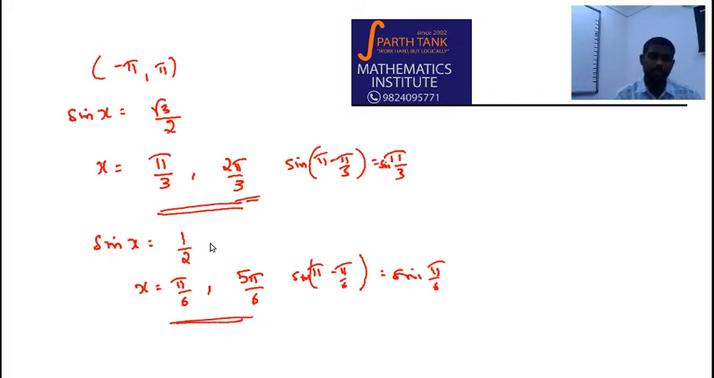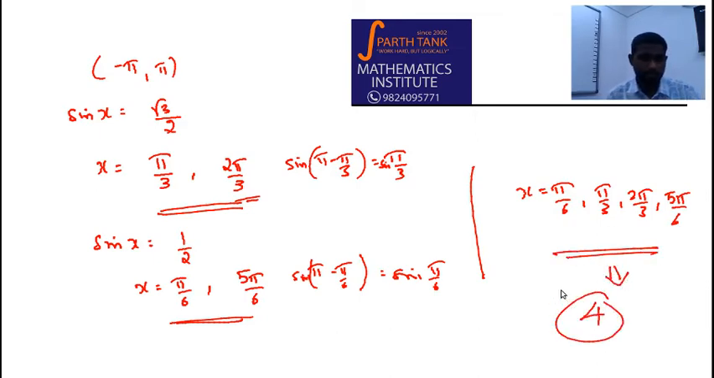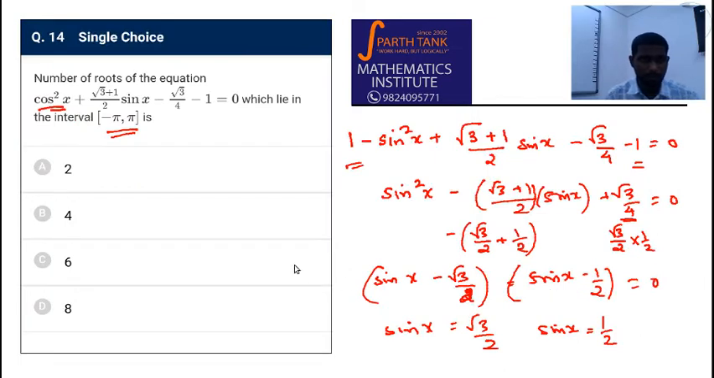There are no solutions in the negative part because sin is not negative in the fourth quadrant. Therefore, the four solutions are π/6, π/3, 2π/3 and 5π/6. So the number of solutions is 4 and the answer is option number B, 4, right?